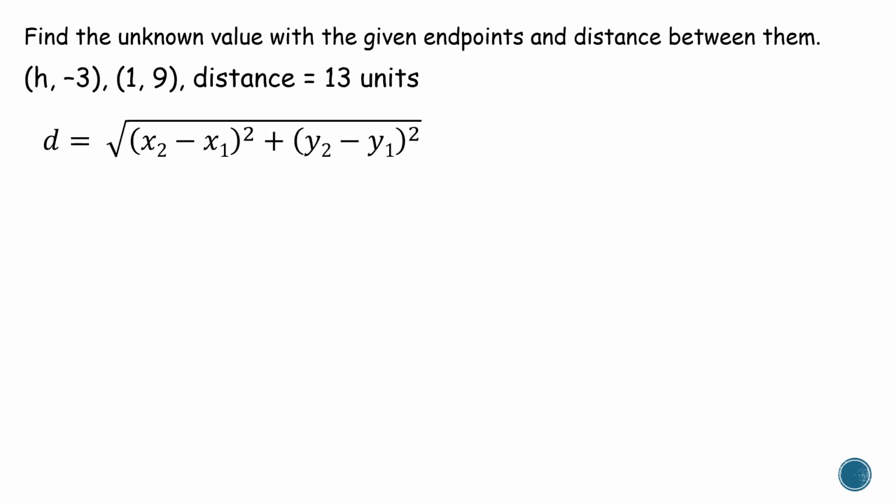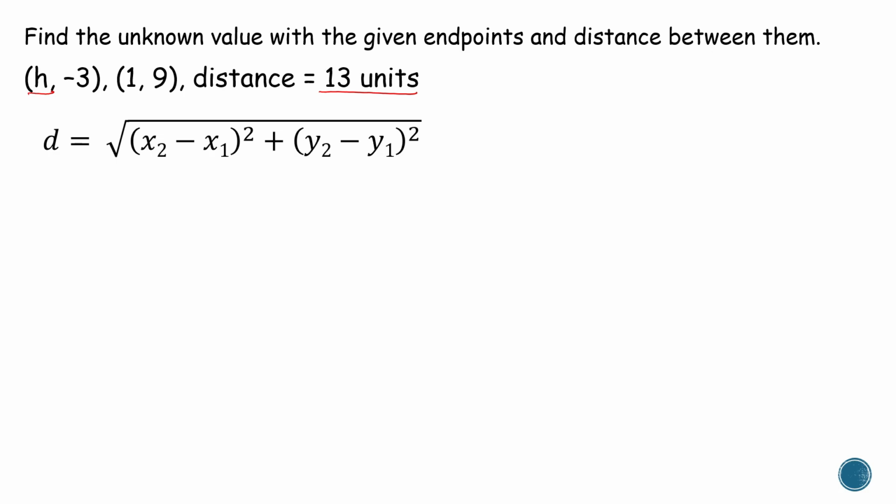Good morning, everyone. This is another example of a distance formula problem. The difference of this from other problems is that the distance between the 2 points (h, -3) and (1, 9) is given. The distance between those 2 points is 13, but there's a missing variable h. So how are we going to solve this kind of problem? Find the unknown value, which is h, with the given endpoints and the distance between them.